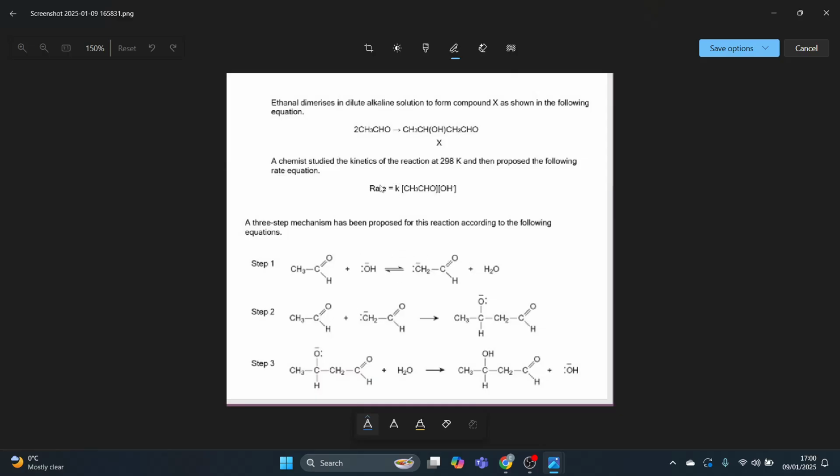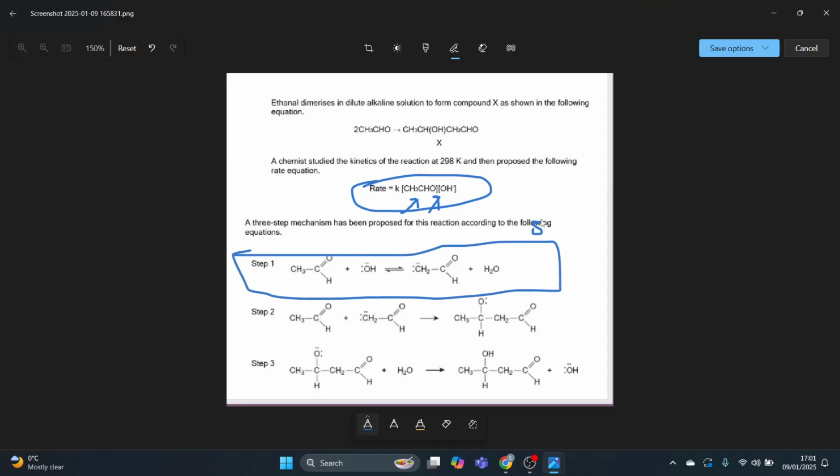Explain why. Now, if we look at the rate equation, we've got CH3CHO and we've got OH minus. And now if we look at step 1 and step 2, both have CH3C double bond OH. However, step 2 doesn't have OH minus by itself with lone pair of electrons. Therefore, step 1 is the RDS, rate determining step, aka the slowest step.